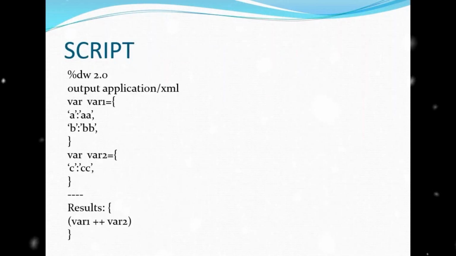Script: %dw 2.0 output application/xml var1 = a:/aa bbb, var2 = ccc --- results: var1 ++ var2.